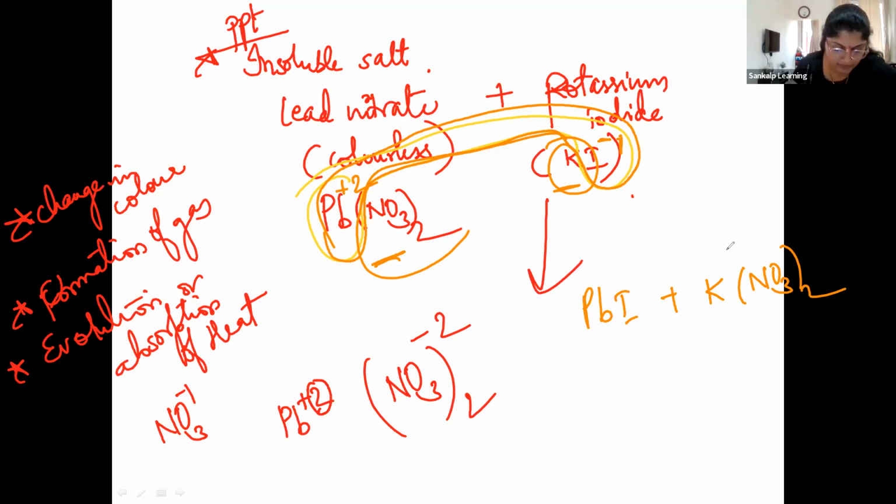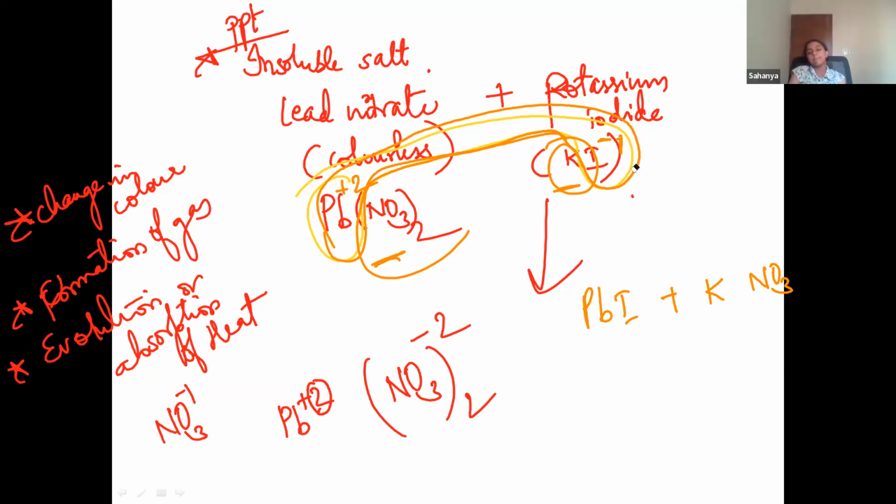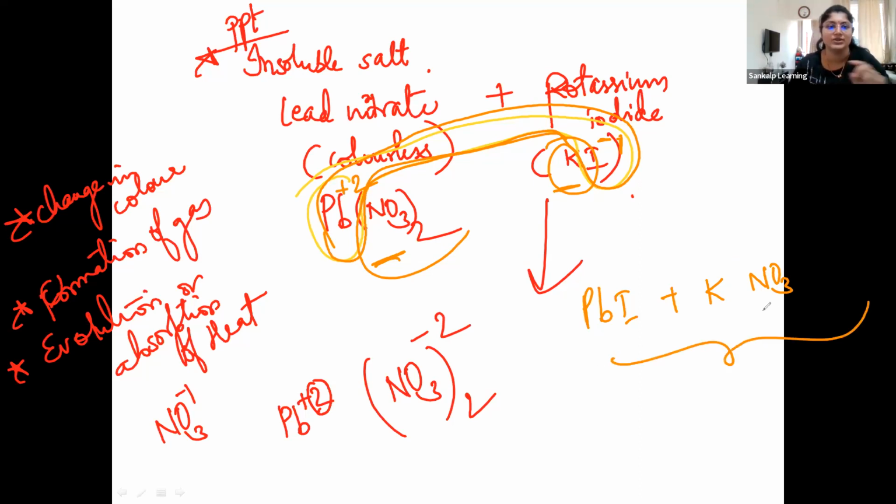Now potassium is +1 and NO3 is -1, so it will be KNO3. So the products formed will be lead iodide and KNO3. These are the products which are formed, and this tells you the precipitate.